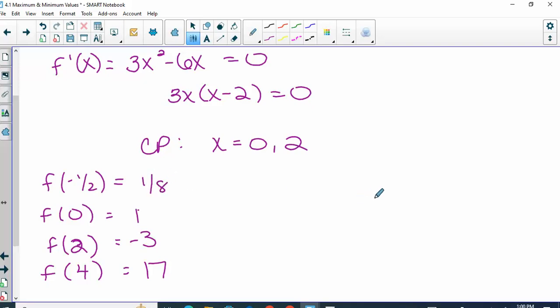Alright, so what is the absolute min? 2, negative 3 is my absolute min. You can write it as an ordered pair, or if you just want to label it right here, that's fine. What's my absolute max? 17. There we go. That is how we find an absolute maximum.